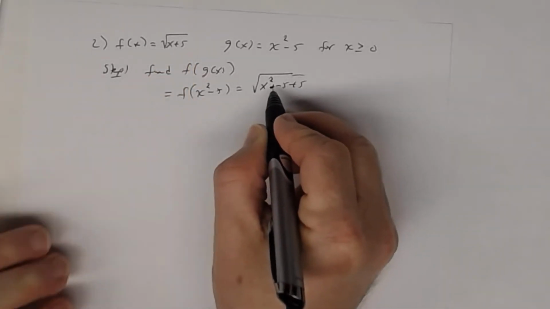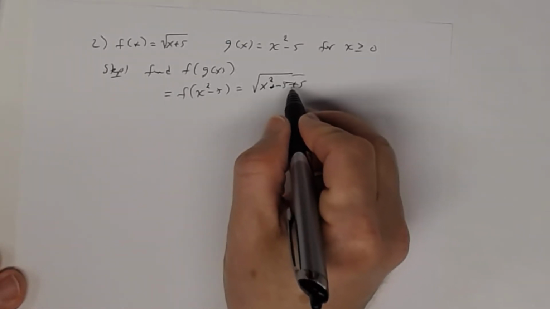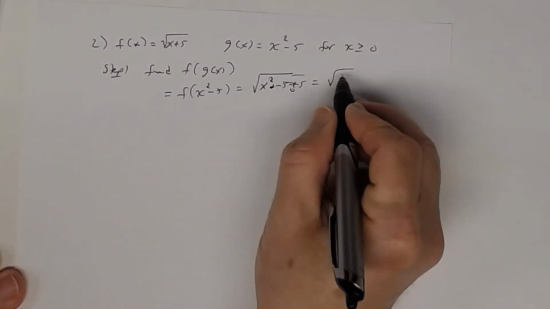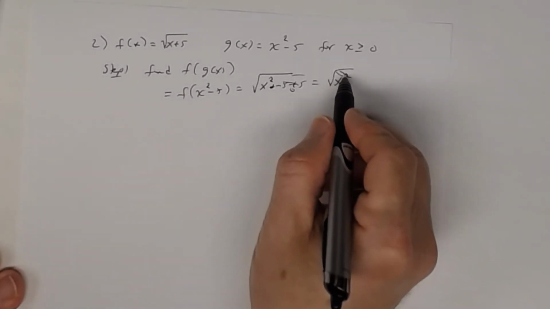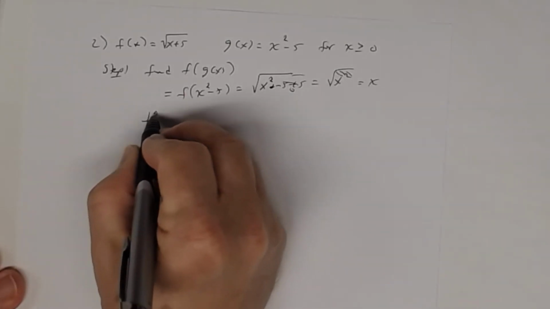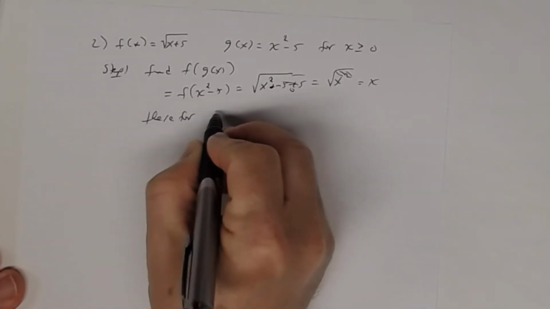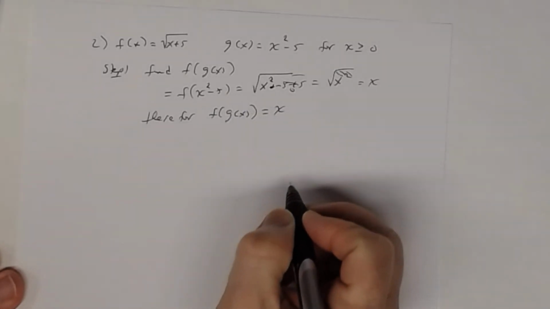Now when I simplify the radicand, the 5 and a negative 5 add up to be 0, right? So I get the square root of x squared. And remember, the square root and the square function undo each other, and so you're left with x. So therefore, what I found is this. So therefore, f of g of x is equal to x.